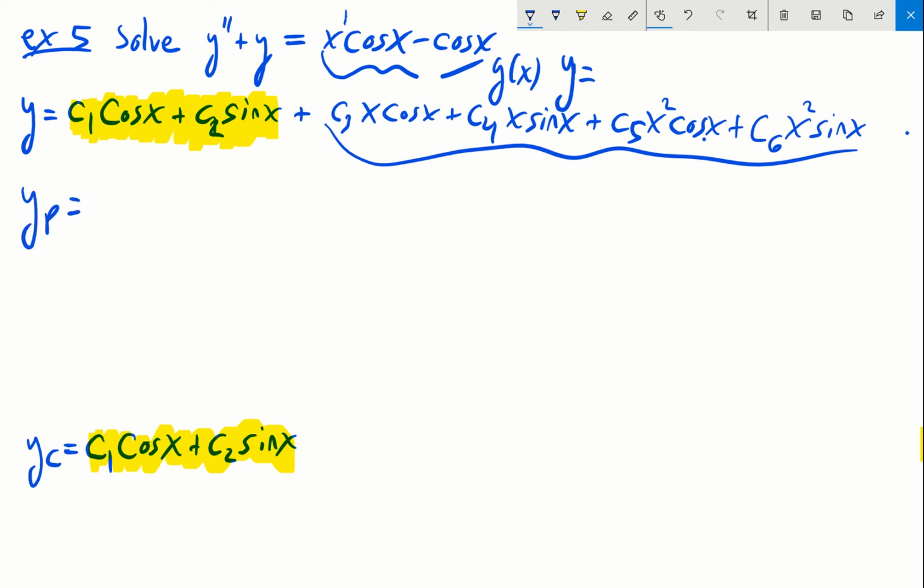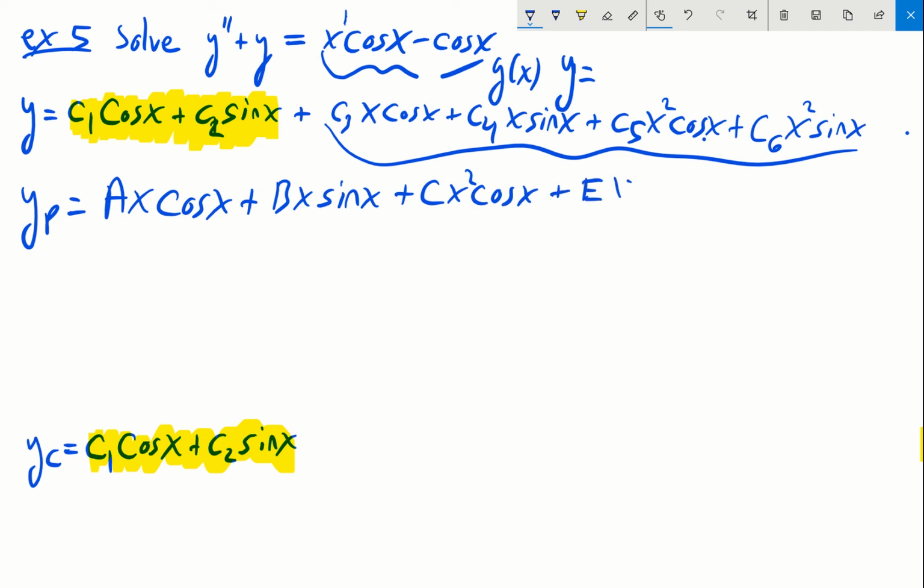So we assume that y sub p has the form a x cosine x plus b x sine x plus, again, skip d, that's our differential operator, we'll call it c. Good to know the alphabet. C x squared cos x, and then we'll call it e x squared sine x. We want to take the derivatives and plug y sub p into our differential equation.